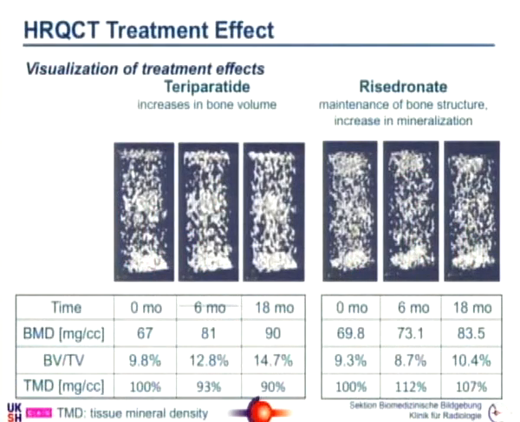These are examples of images, what happens. So on the left-hand side, you see the 3 time points for teriparatide, and I think it's again visible that the structure is getting more dense, whereas with risedronate, it is more or less maintained, and you know that there's some increase in the mineralization, but not an increase in the matrix volume under a bisphosphonate treatment, such as in this case, risedronate.